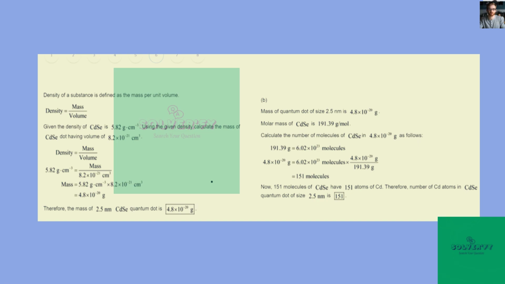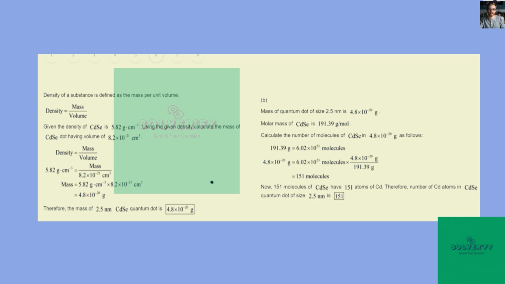Now we know the formula for density is equal to mass per unit volume. Using this parameter, we can calculate the mass, which turns out to be 4.8 times 10 raised to power negative 20 grams.